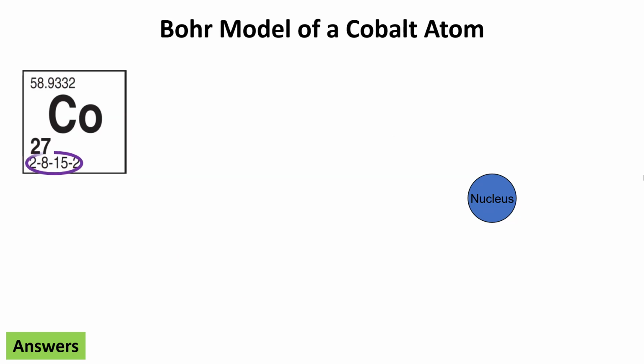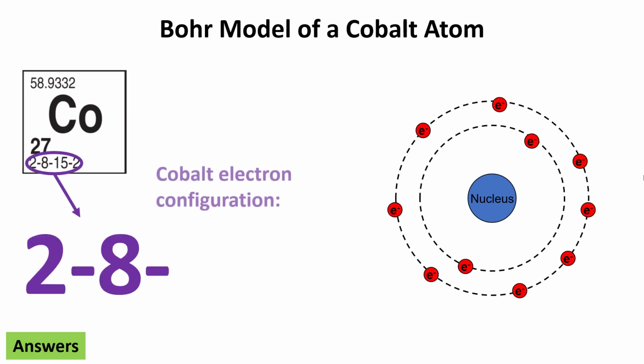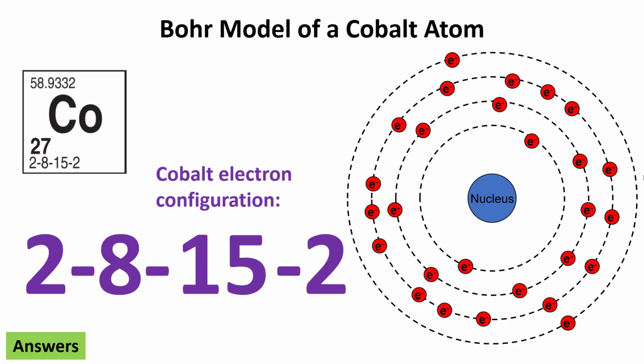And then finally, if we look at cobalt, we've got 2 electrons in the first energy level, 8 in the second, 15 in the third, so that's more than 8, right? And this is a couple down from our atom of chromium that we saw earlier. And there's 2 electrons in the final and 4th energy level or electron shell. And that's all there is to know about the Bohr model of the atom.